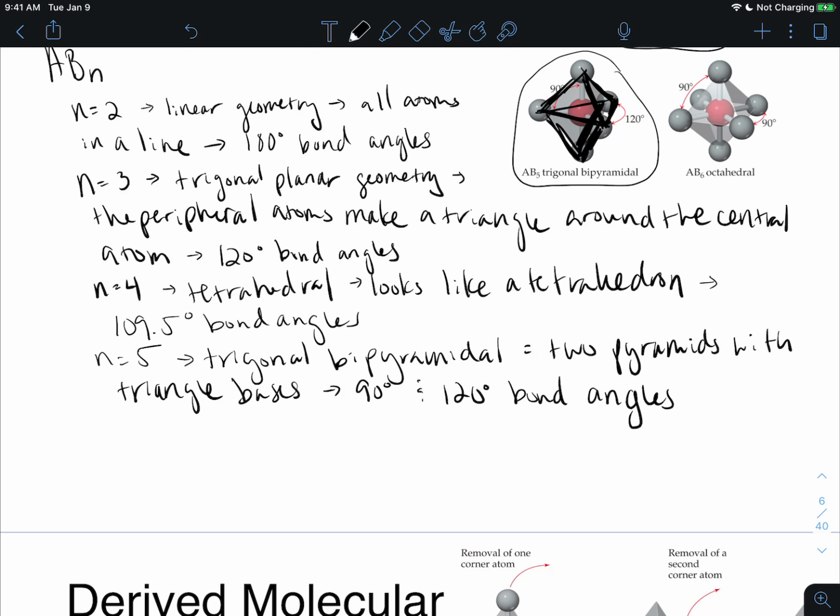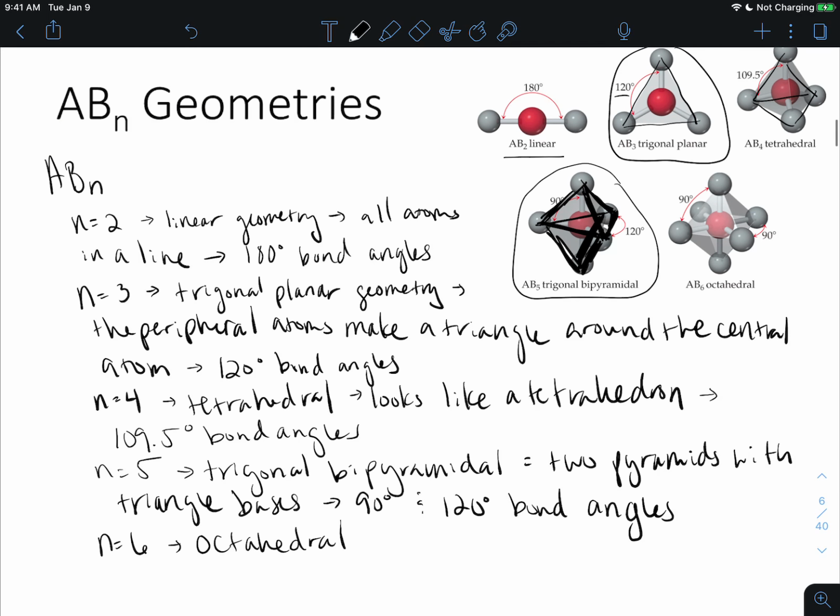Okay, and then n equals 6. This is called octahedral, and it's because it makes an octahedron, which is an 8-sided shape.